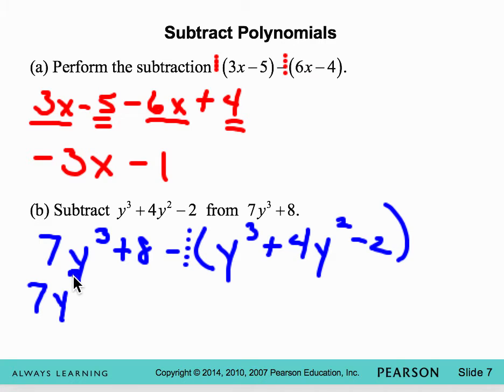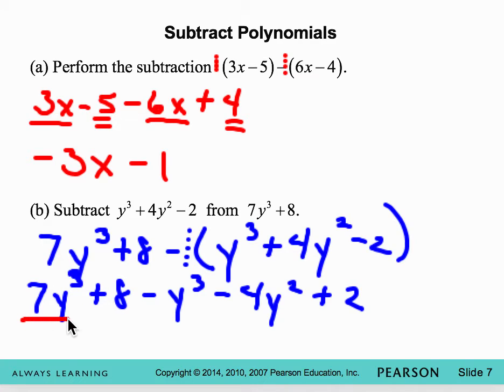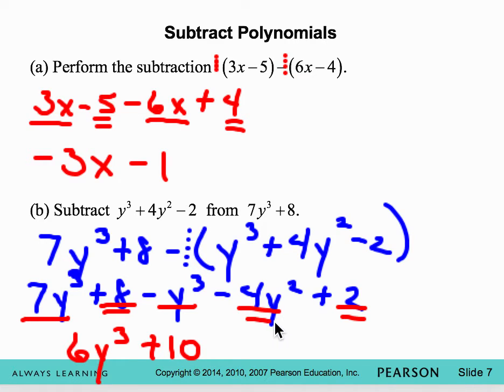So 7y cubed plus 8 minus y cubed minus 4y squared and minus 1 times minus 2 plus 2. Okay, so I have a 7y cubed minus y cubed. That would be 6y cubed. I have a plus 8 plus 2. That would be a plus 10. And I have a minus 4y squared, with no other y squareds. I've accounted for every term.